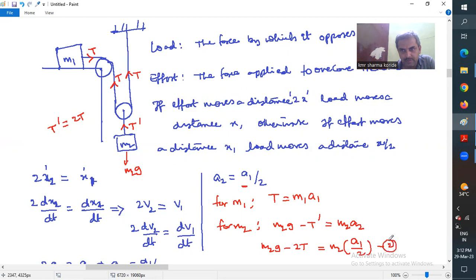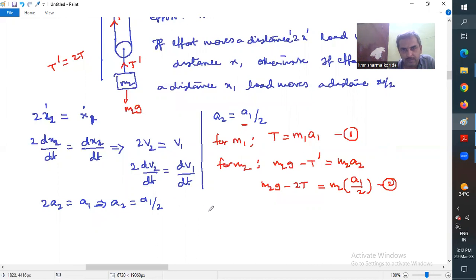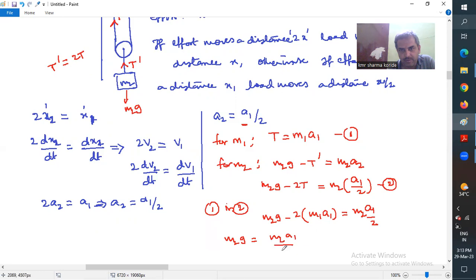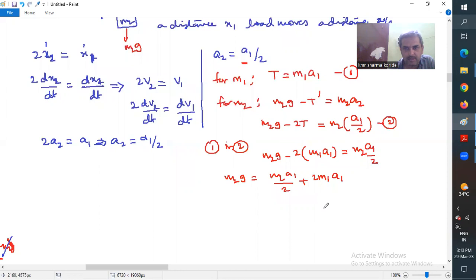You call this equation 2, and you call the first one equation 1. Let us substitute 1 in 2 to get the acceleration a1. Therefore, m2g minus 2 of m1a1 is equal to m2a1 by 2. Taking the other side, m2g is equal to m2a1 whole divided by 2 plus 2m1a1. So you can take out common a1.